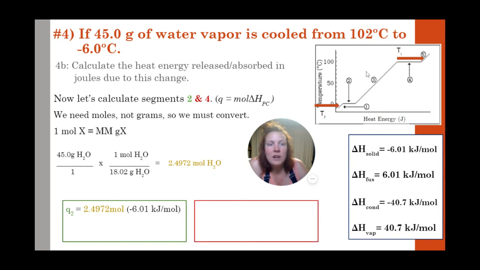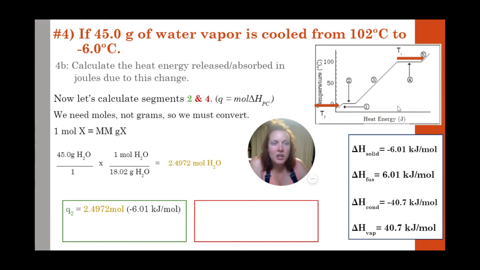So we are in segment 2. And remember, we are cooling down. So we are decreasing the amount of heat energy. So we are moving from right to left. We are losing energy. And if we're losing energy, energy is exiting the system. And if it's exiting the system, it's exothermic. And we know that exothermic reactions have a negative delta H.